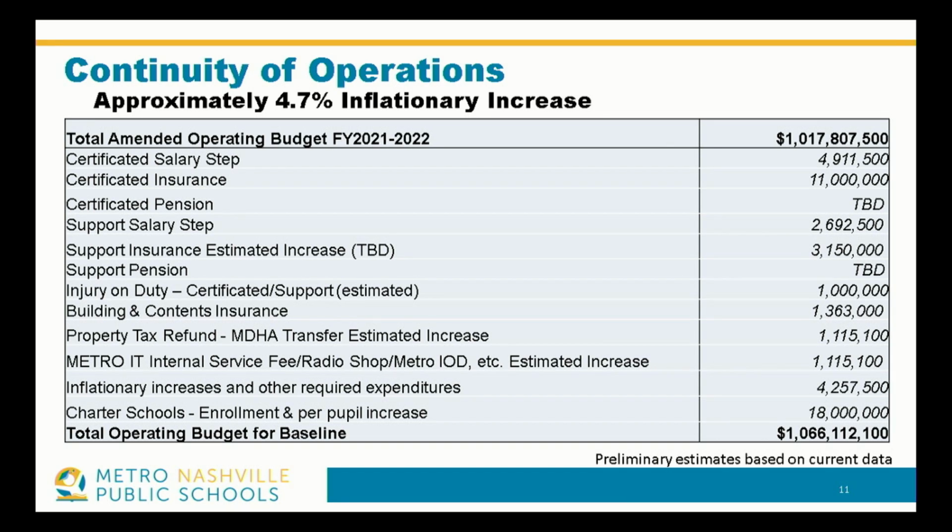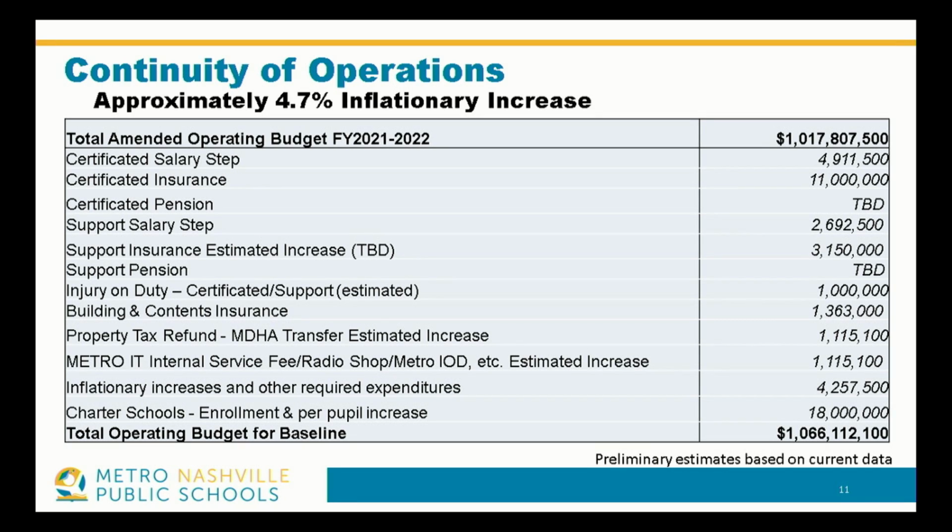Again, we don't know what to expect from the pension rates for either our certificated employees or our support employees. And then many of those charges, the IT charges, the building and contents insurance, the MDHA property tax refund, all of those come to us from Metro, and usually they come to us later in the process, sometimes even after the board has approved its own budget proposal, because they are based upon, in many cases, internal service fee calculations based upon the proposed budgets for certain Metro general government departments. And so they don't know what those numbers are yet, so they can't provide those to us.